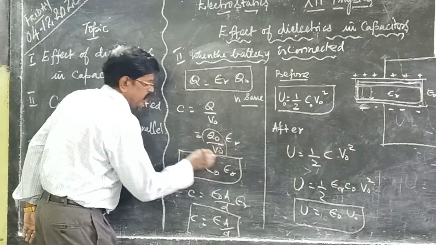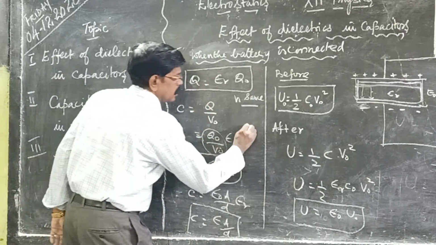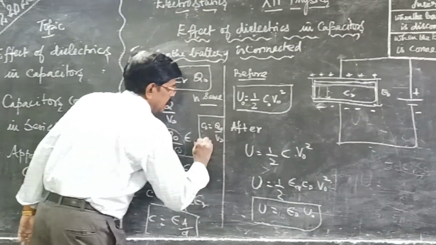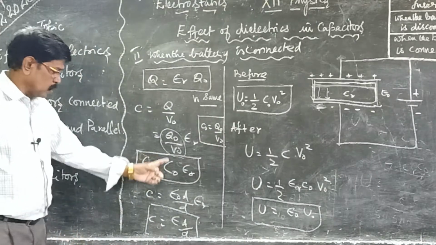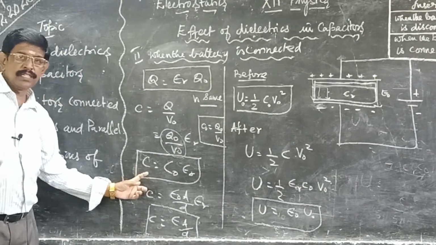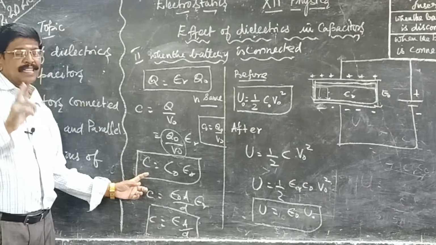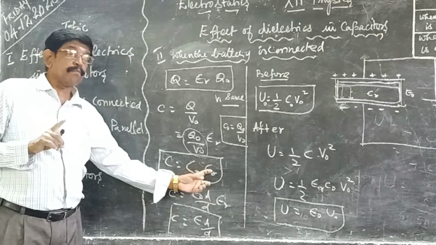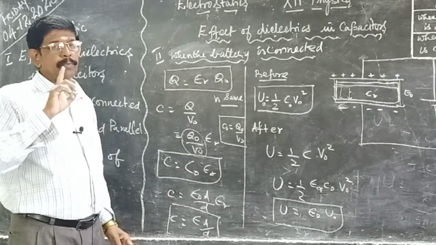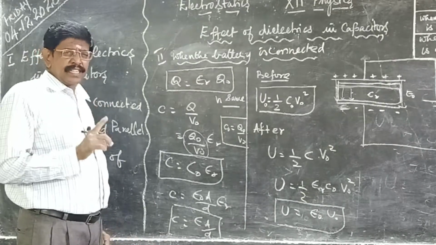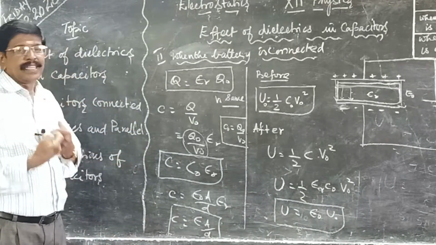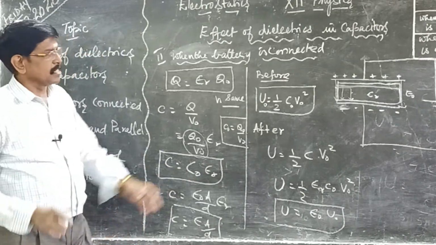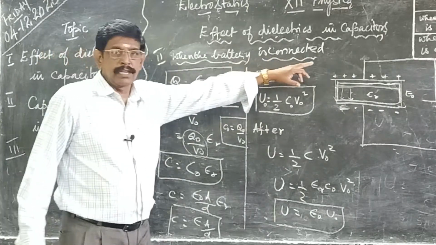What is this Q naught by V naught? Q naught by V naught is nothing but C naught, the empty parallel plates. So C, the capacitance with dielectric, equals the capacitance without dielectric multiplied by the relative permittivity. For dielectrics, relative permittivity is always greater than 1. So immediately we can say the capacitance value increases. Now we can fill this tabular column.